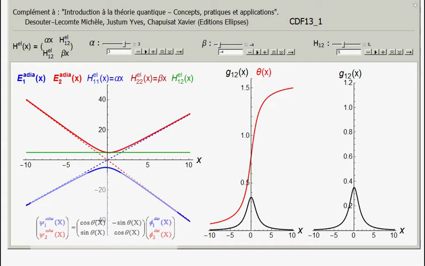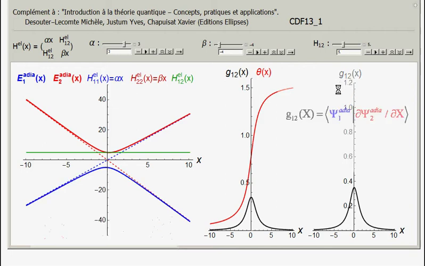Let's now examine what is the main coupling between the adiabatic electronic functions. It is denoted G12 on the figure, and it is equal to the overlap integral between the first adiabatic function and the first derivative of the second one with respect to the coordinate. So the value of the coupling depends on the rate of variation of the adiabatic function with the coordinate x, so with the geometry of the molecule.